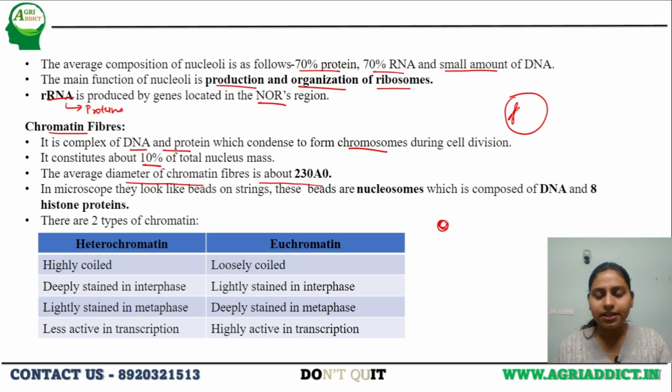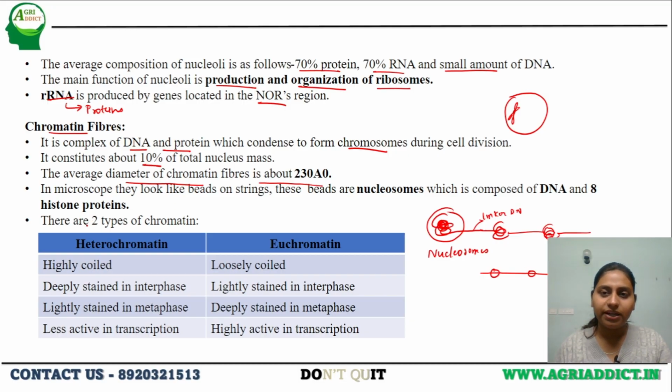Imagine this as a histone octamer where DNA will be wound around it and form a bead-like structure. This is one bead-like structure. This is called a nucleosome. Between two nucleosomes, there will be the presence of linker DNA. So, in this way, the genetic material or the chromatin will be arranged. This looks like beads on a string. Hence, it is called the beads on string arrangement.